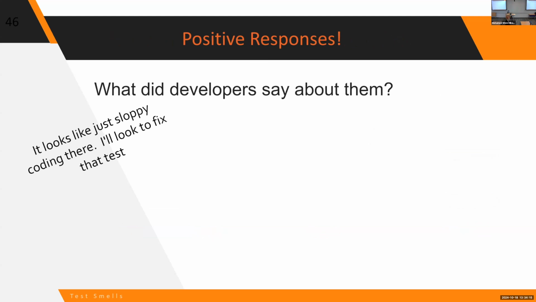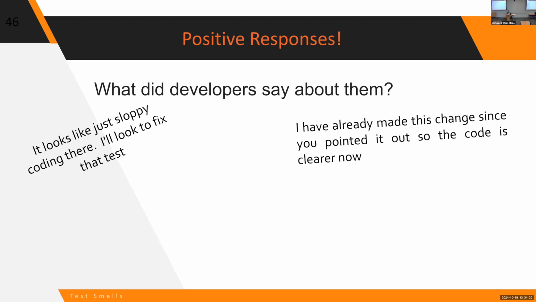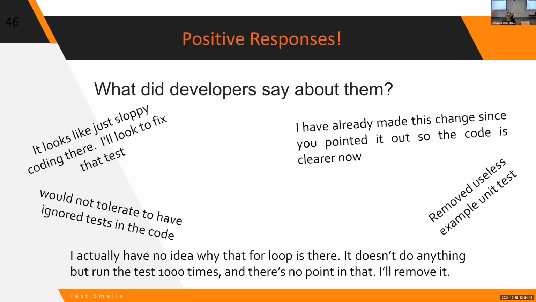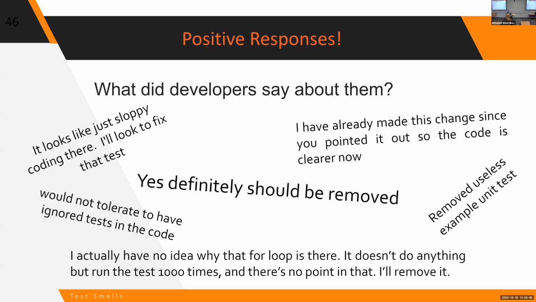It looks like sloppy coding there. I'll look to fix this or that, right? I have already made this change since you pointed that out. So now the code is cleaner. I actually have no idea why there is a loop over there that's doing the same thing 1,000 times, okay? There is no point in that, let's remove it. Would not tolerate having ignored tests in the code. Removed useless example of unit test, and bottom line, definitely has this fixed.